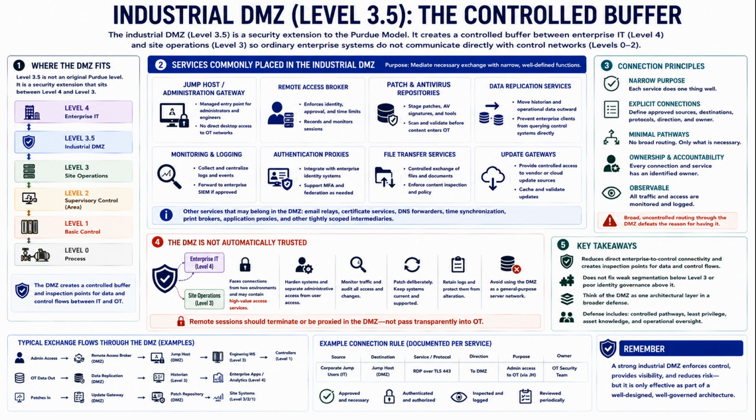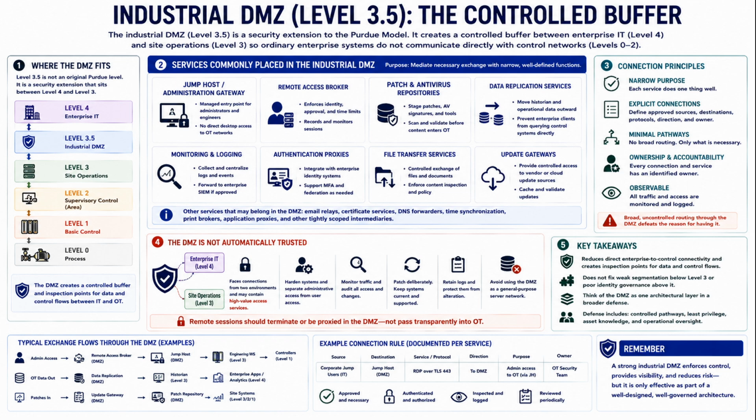Monitoring, logging, authentication proxies, file transfer services, and update gateways may also belong in this zone. The exact design depends on operations, but each service should have a narrow purpose. Connections should specify approved sources, destinations, protocols, direction, and owner. Broad routing through the DMZ defeats the reason for having it.